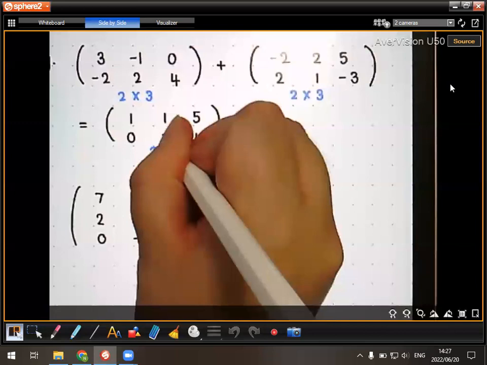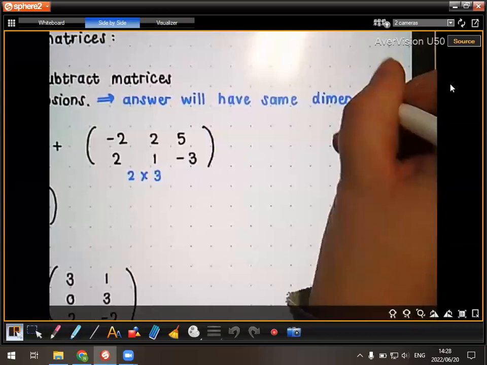Sorry guys, before we actually do this one, I just want us also to write the dimensions of this answer here. My apologies. This also is a 2 by 3 matrix, right? 2 rows and then 3 columns.